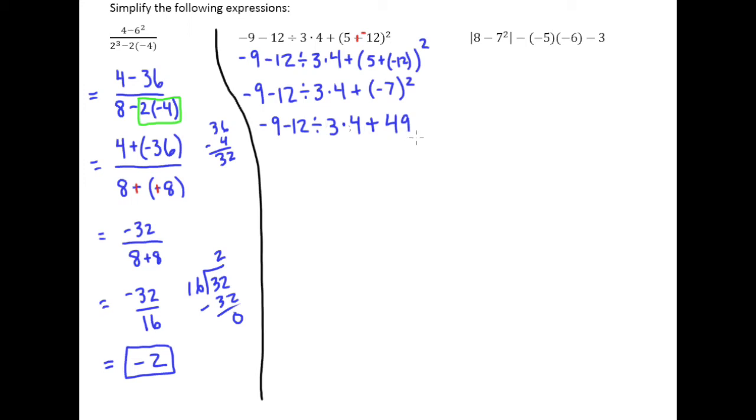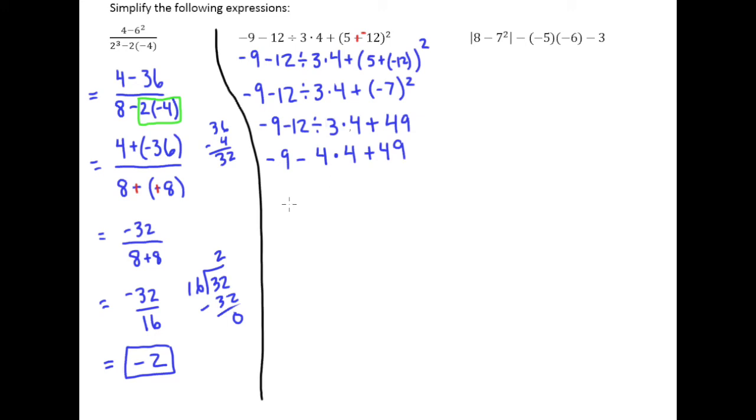Now what we look at is, okay, we've taken care of parentheses, we've taken care of exponents. Now it's time for multiplication and division. Now remember, multiplication and division are tied in terms of importance. So we decide which one comes first by going left to right. And so I'm going to do my division next because it's on the left of the multiplication. So negative 9 minus 12 divided by 3 is 4. Still have the times 4 plus 49.